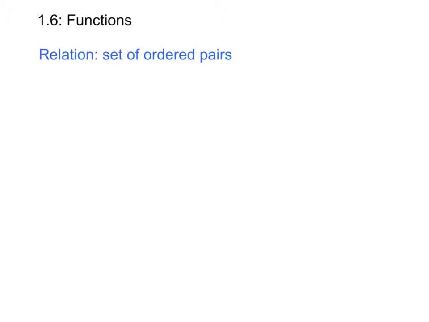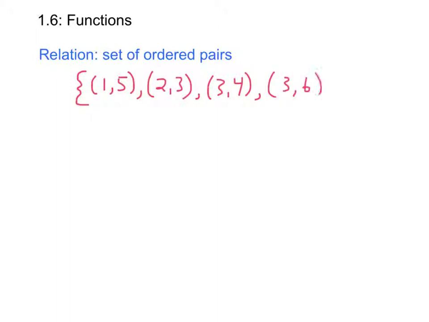For example, if I were to make a set consisting of the four ordered pairs (1, 5), (2, 3), (3, 4), and (3, 6), that would be a relation.